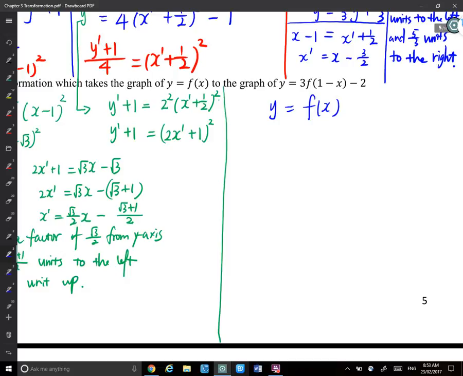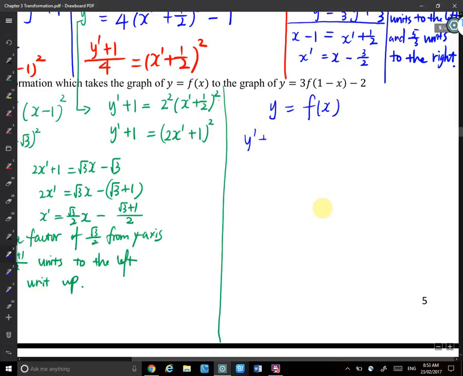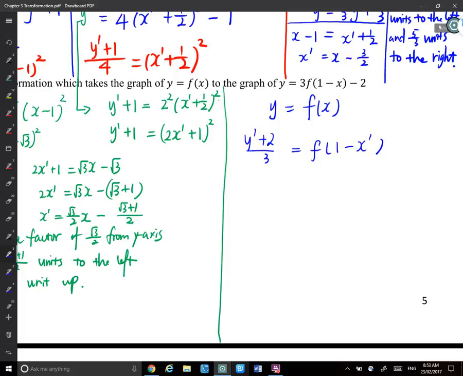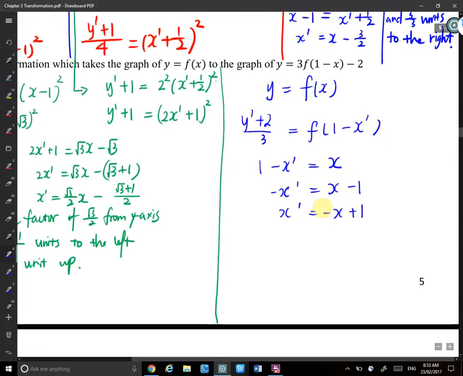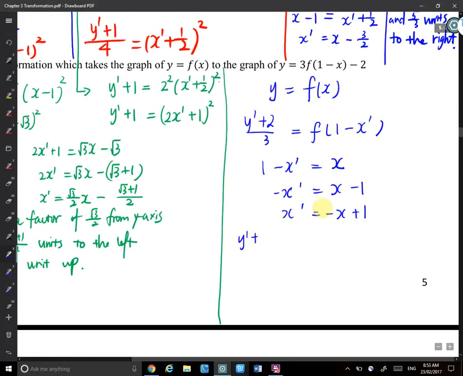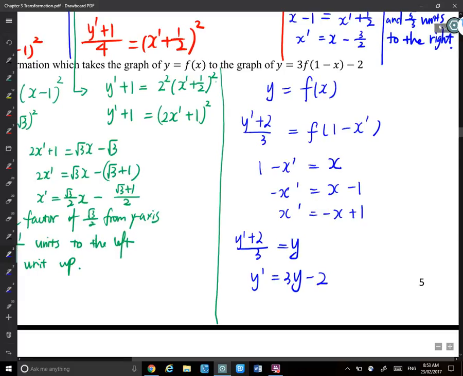So y equals to f(x) and y dash plus 2 over 3 will equal to f(1 minus x dash). Now you have 1 minus x dash equals to x. So x dash equals to minus x plus 1. And then for the y side, y dash plus 2 over 3 equals to y. So y dash equals to 3y subtract 2.